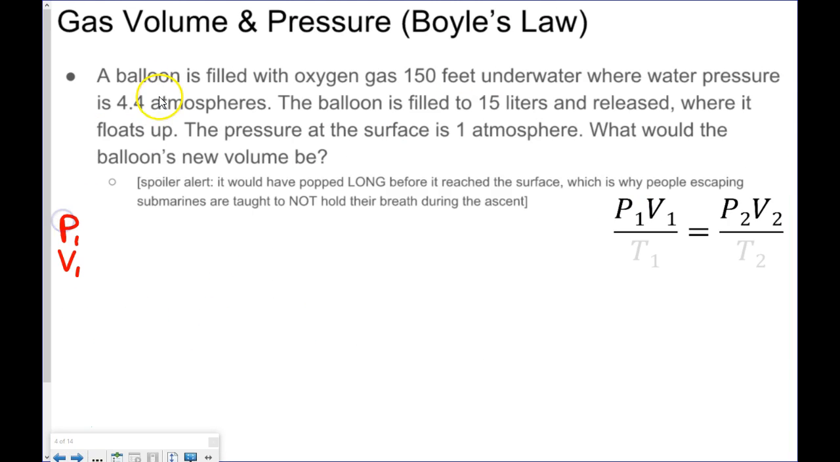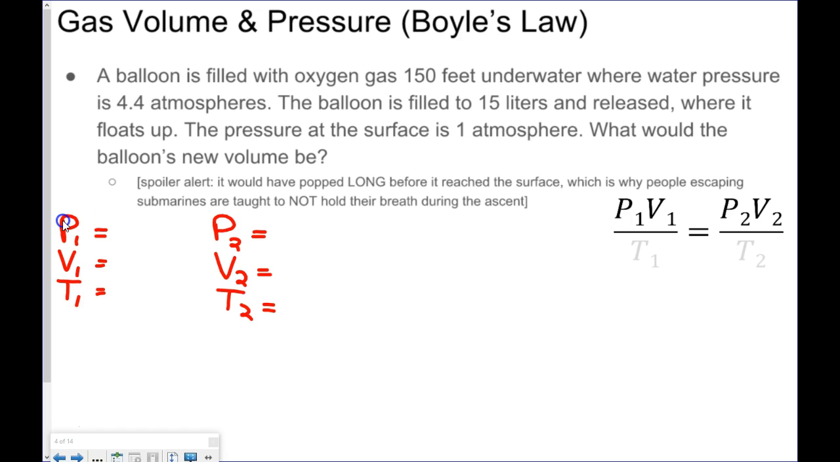All right. Here I have a balloon filled with oxygen gas 150 feet underwater where the water pressure is very high. Fill it to 15 liters and you release it where it's going to float up. Pressure at the surface is only 1 atmosphere. What's the balloon's new volume going to be? Spoiler alert, this is going to pop before it reaches the surface. This is why people escaping a submarine, you don't want to hold your breath. Why? Your lungs will literally explode. So, don't do that, kids.